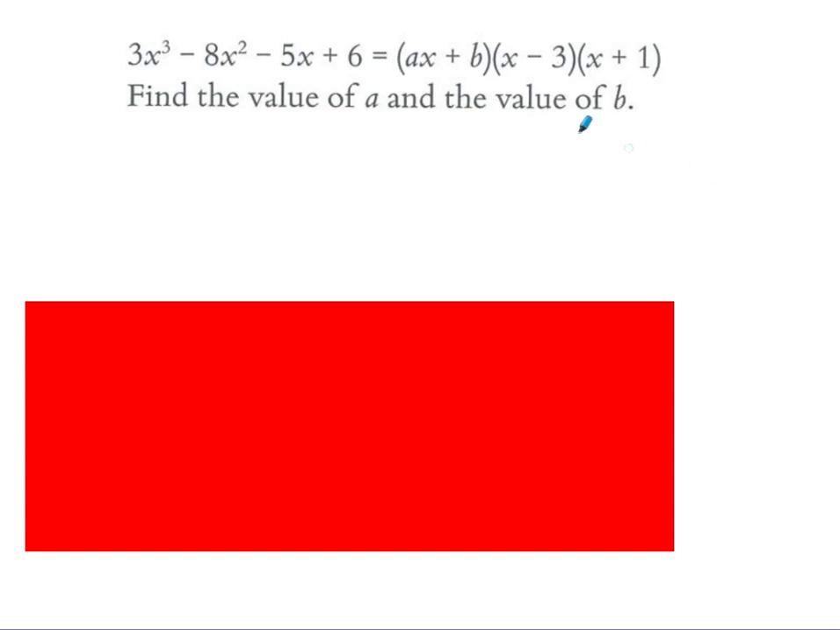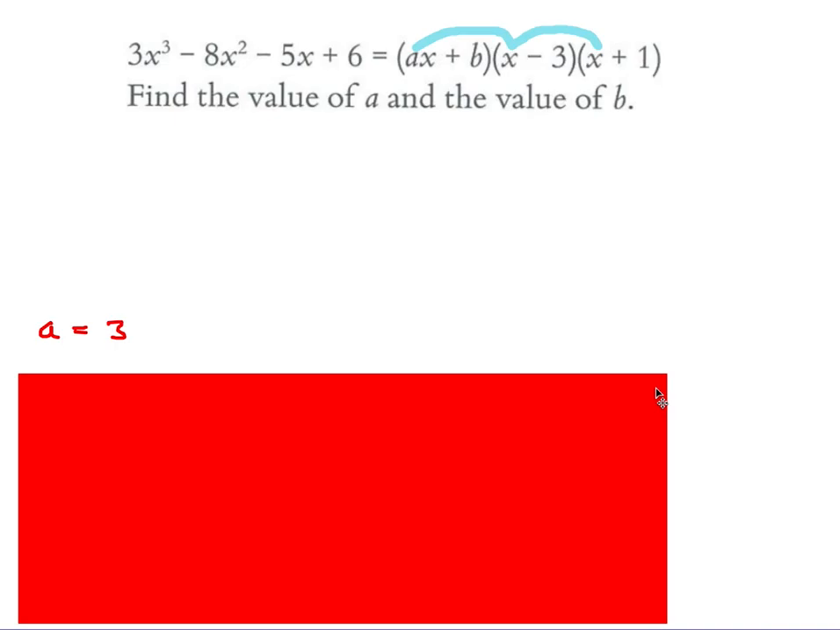The really simple way of doing this is to go, look, the x cubed term is going to be happening when I do this times this times this. That's the only bit that gives me the x cubed. I've already got an x and an x, that's an x squared. x squared times some lot of x gives me a 3x cubed. Well, therefore, a must be 3. 3x times x times x. There's where my 3x cubed is going to be. So straight away, without doing anything, I know that a must be equal to 3.